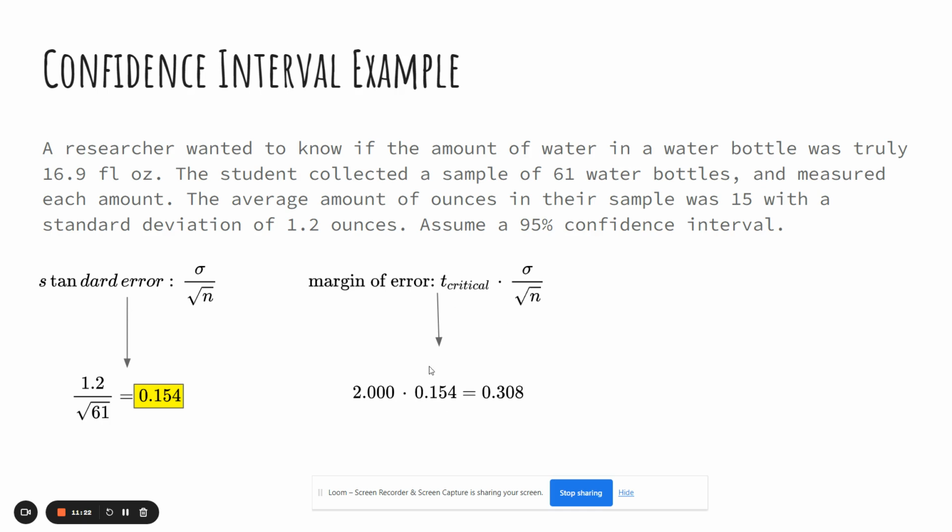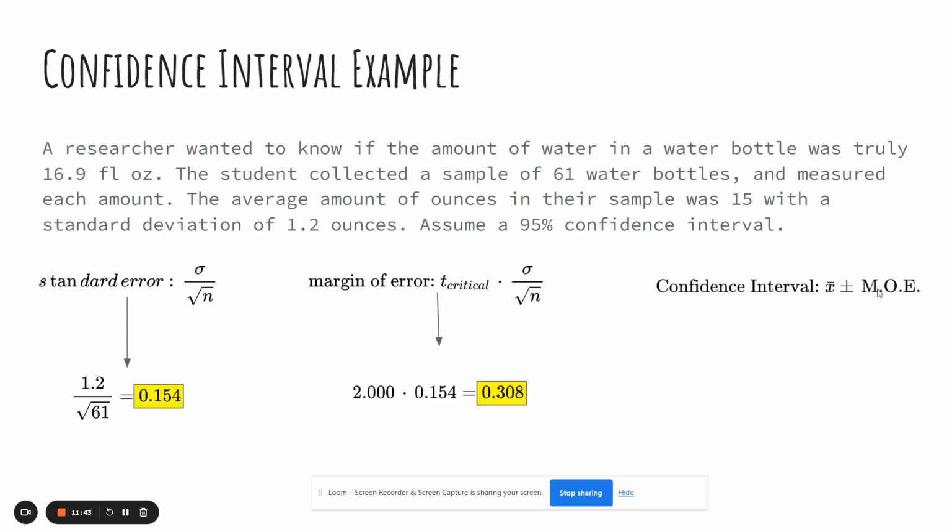We multiply that by standard error, which we found over here in yellow to be 0.154. So we have a margin of error of 0.308. Okay, so with a confidence interval, we can actually quantify the amount of error we have in this study.